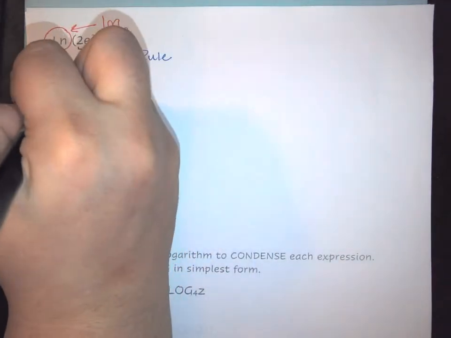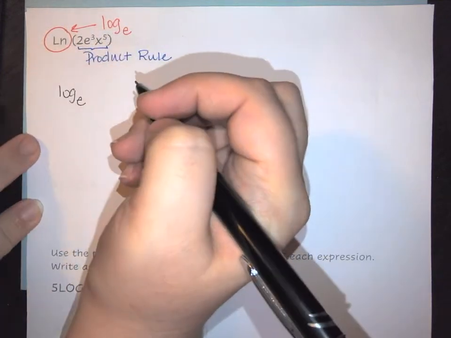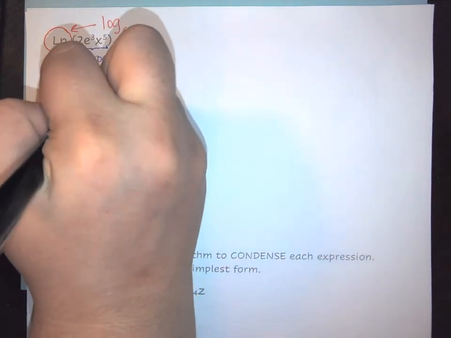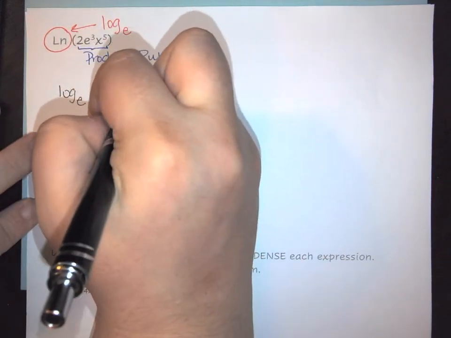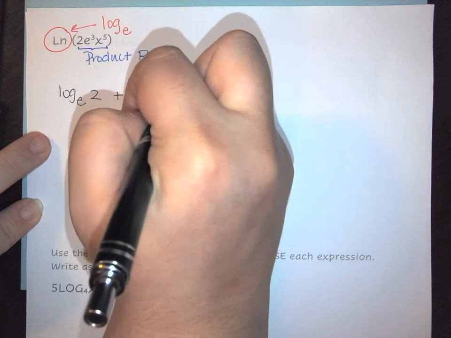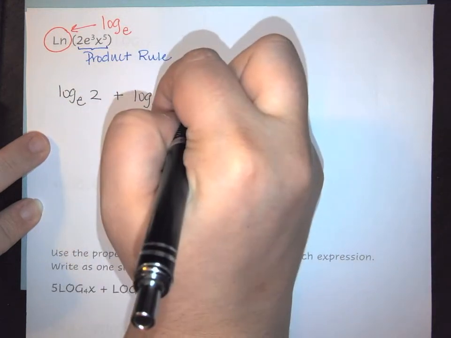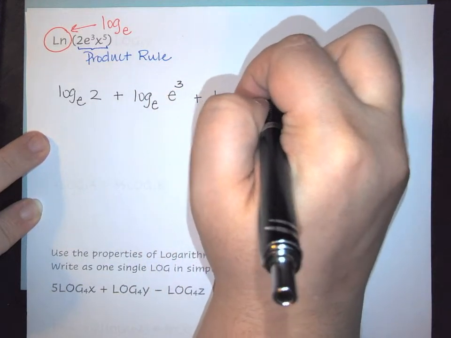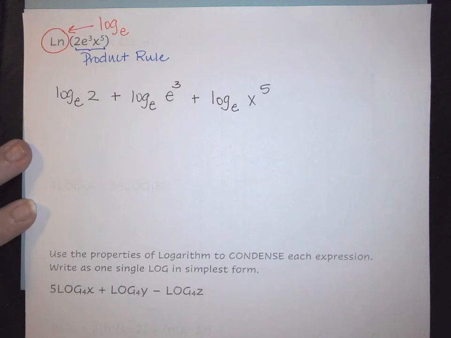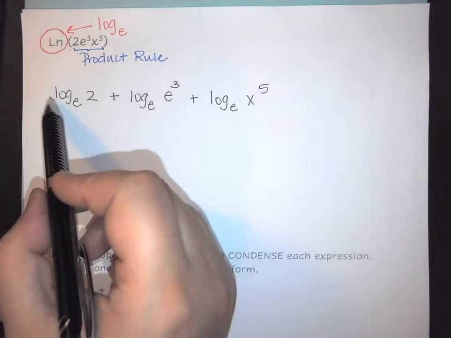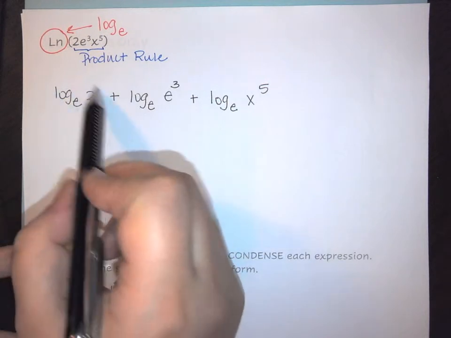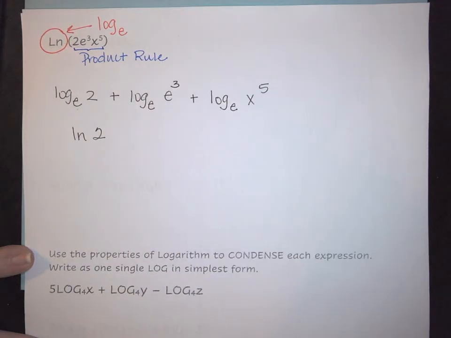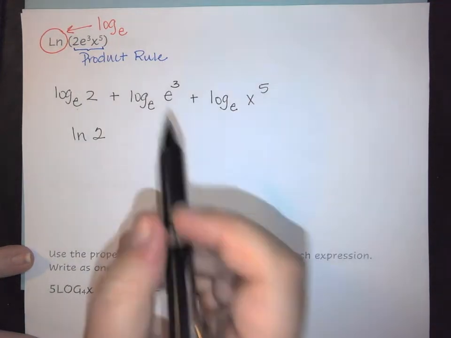So here we're going to have the log base e, and we're going to use that product rule. So we're going to have the first part of 2 plus, now we're going to do the log base e of e to the 3, and we're going to add that to the log base e of x to the 5th. So now with that, I have log base e of 2, so this is not going to evaluate well, so this can become back to natural log. It's another way to shortcut.